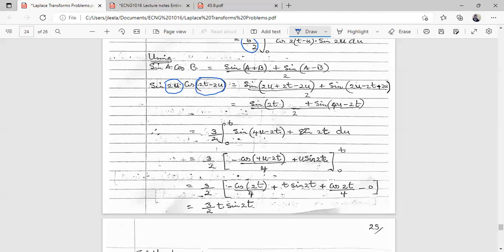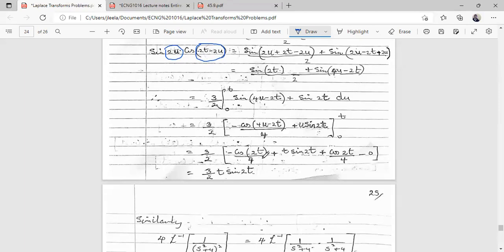And then this term here, the sine 2t, you're integrating this with respect to u. So this whole thing here is a constant because this sine is in terms of t. So all you have to do is add a u in front of it, plus u sine 2t. And then after you integrate here, you're taking the upper and the lower limit to be t and 0, which we had to do here. Remember, you have 3 over 2 on the outside.